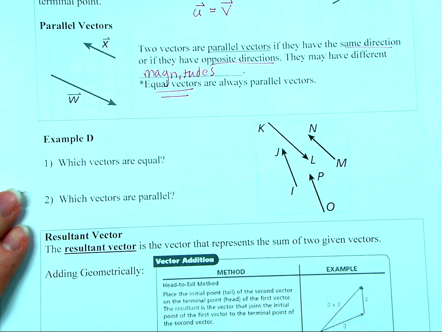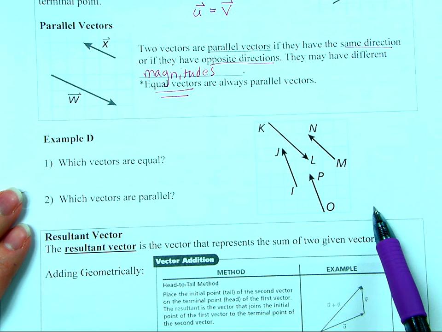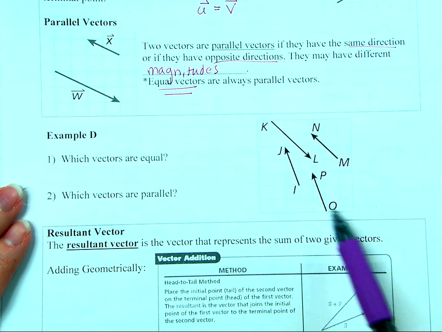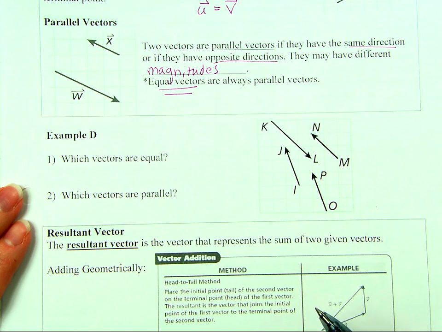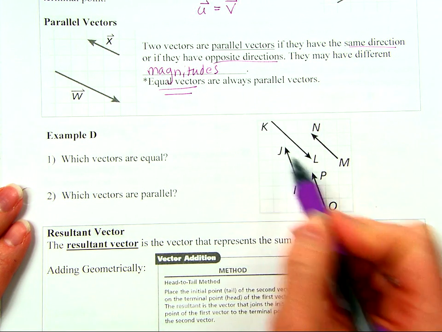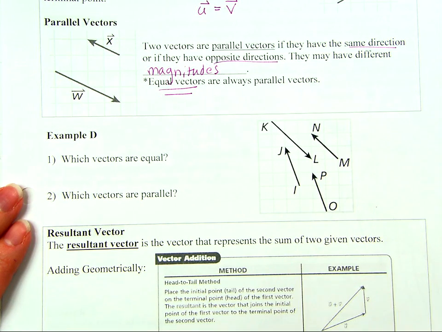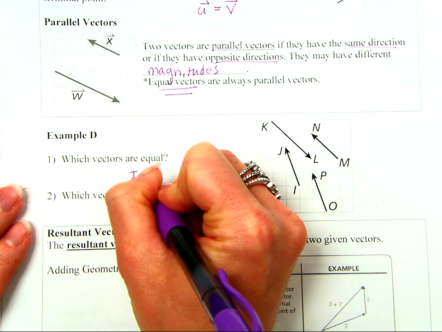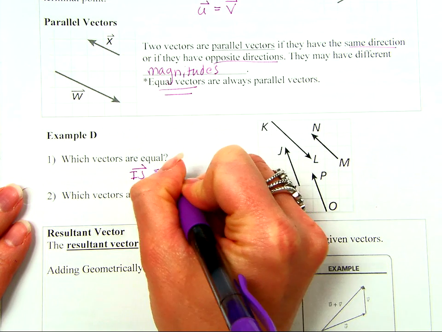So if we look at example D and examine my diagram of vectors here, if I were looking for vectors that were equal, same magnitude, same direction, I would see that IJ and OP are equal. I can see if I go over 1 and up 3, over 1 and up 3, that would give me the same length. Vector IJ is equal to OP.